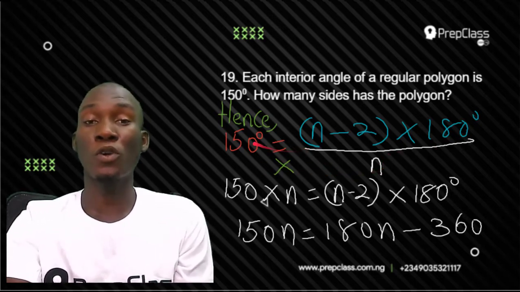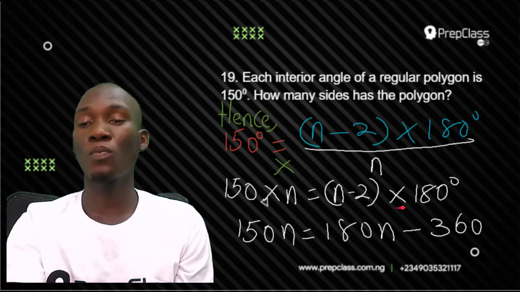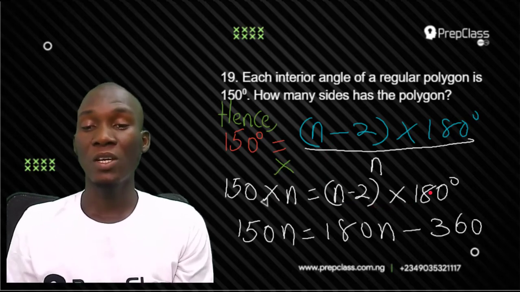Now at this point we cross multiply. So when we cross multiply, we have 150 multiplied by n equals n minus 2 multiplied by 180 degrees. So what do we do next?